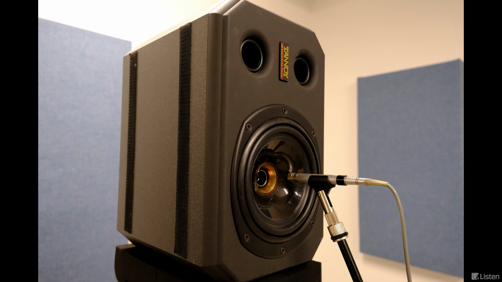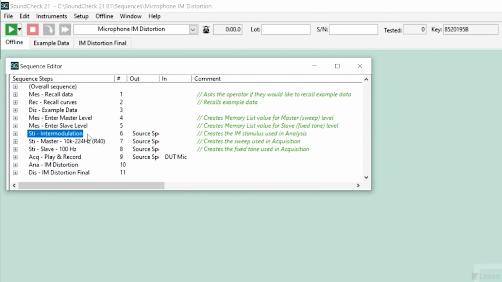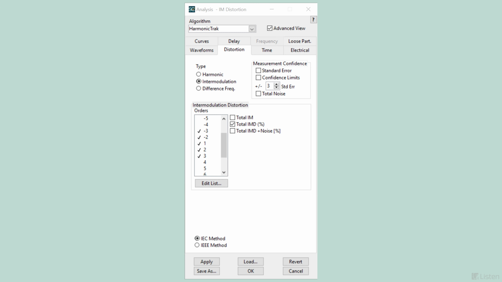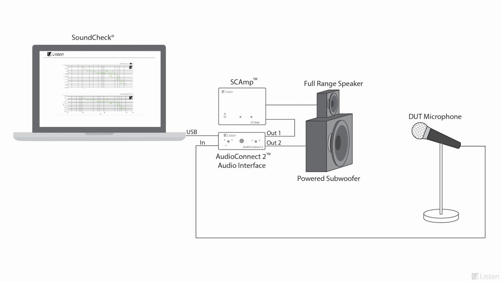For example, intermodulation distortion is mostly used for loudspeaker measurements, particularly at low frequencies, and difference frequency distortion is ideal for testing narrowband devices, as the frequencies can be chosen so that the intermodulation products mostly fall within the passband. This is easy to do in SoundCheck. Simply configure your two test stimuli and select your analysis, either intermodulation distortion or difference frequency distortion, in the analysis editor.